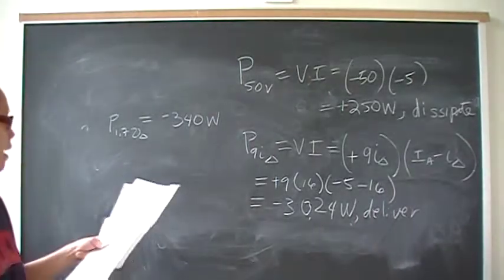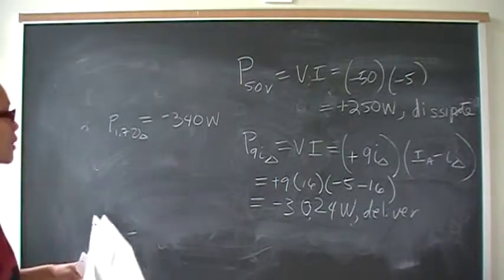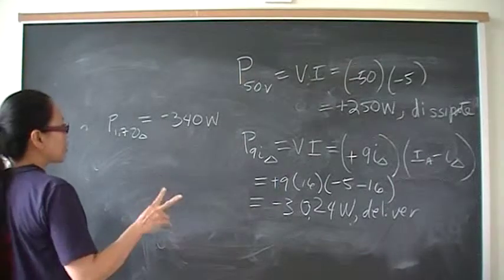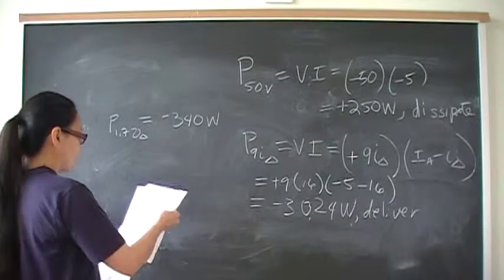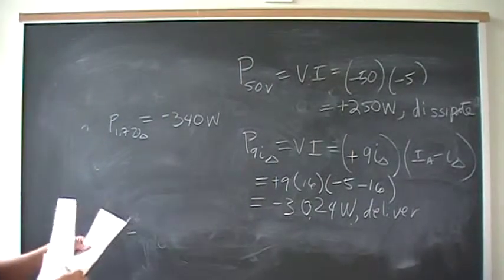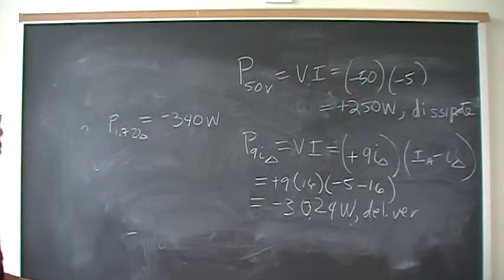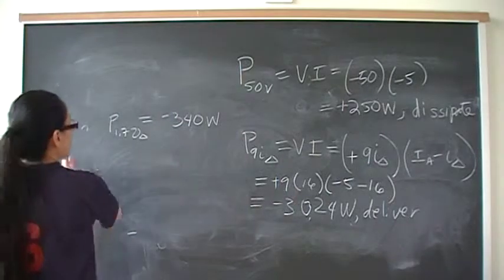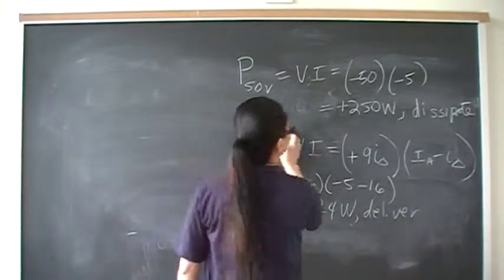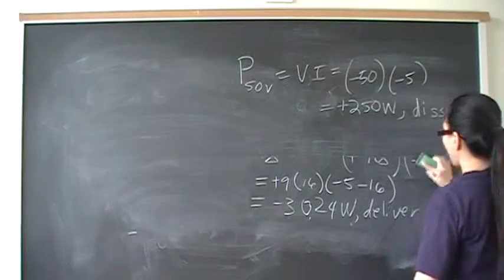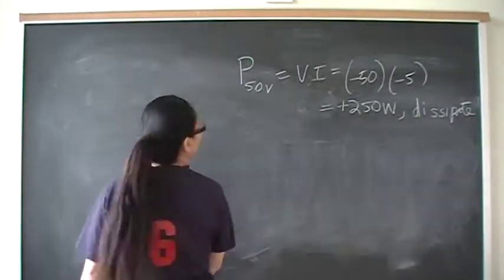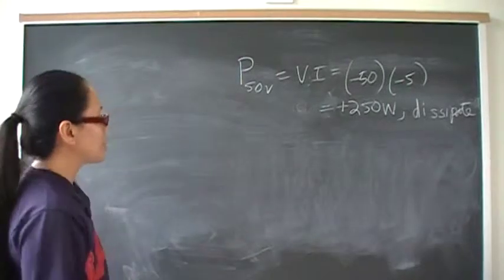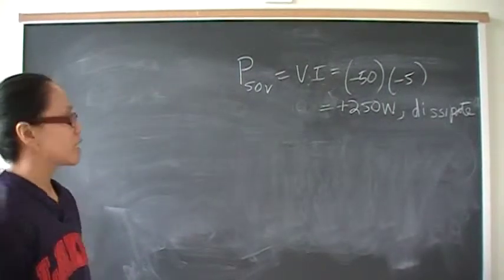Now part B asks the question, how much power is dissipated? There's only two circuit elements that generate power, right? And so now we need to account for how much power is dissipated, right? So we're going to keep that there because we need that. That's one circuit element that dissipates power.